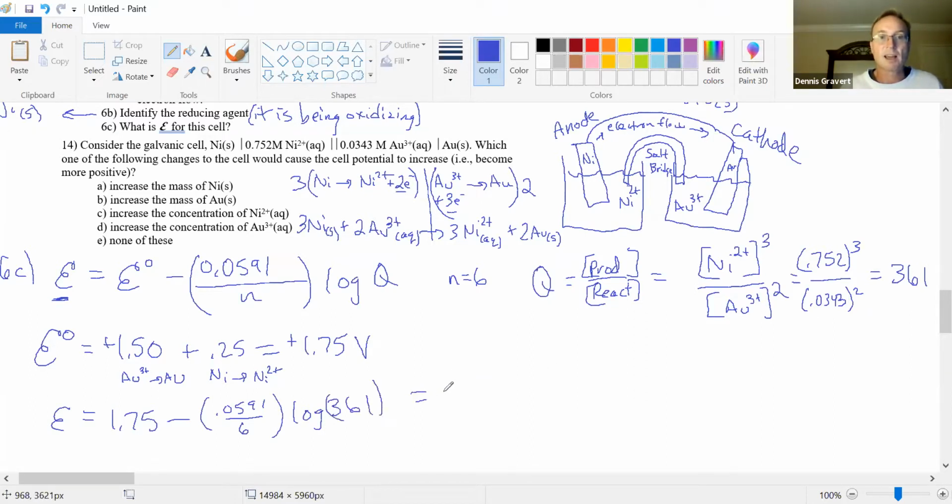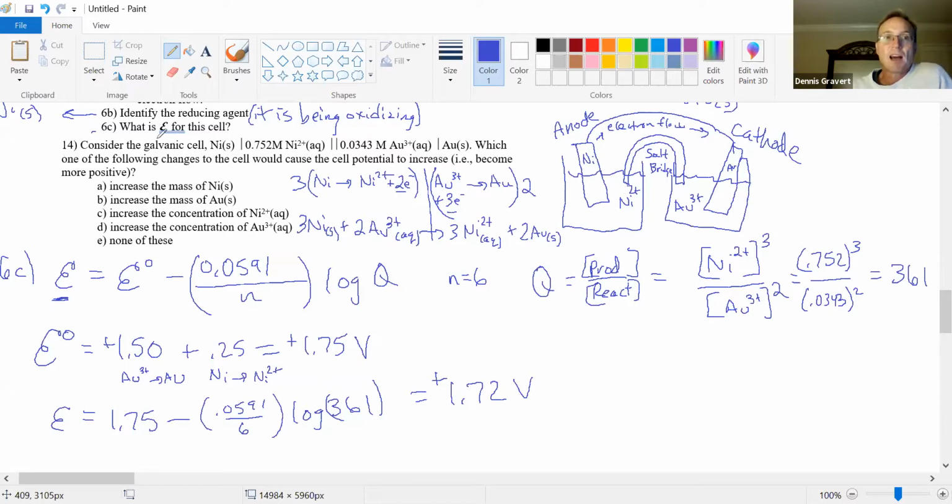Nice. Okay, now we just need to grab the calculator. Be careful to take the log first, then multiply by 0.0591, divide by 6, change the sign. And I discovered it doesn't change it very much. It starts at 1.75 and it ends up at 1.72 volts positive. There we go. That's 6C. We found the cell potential.